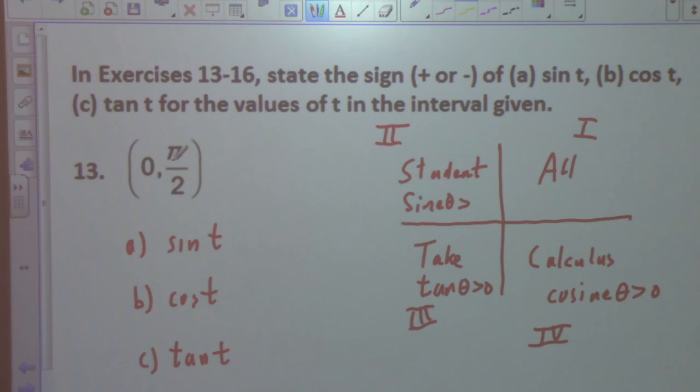And so basically what you're doing is you're remembering all this stuff. Which quadrant is this in here, between 0 and pi over 2? It's in the first quadrant. And I had some questions, in fact, I'm going to get to that later. But that's in the first quadrant, so all trigonometric ratios are positive, right? So I'm going to put down sine t is greater than 0, cosine t is greater than 0, and tangent t is greater than 0. All those are positive.